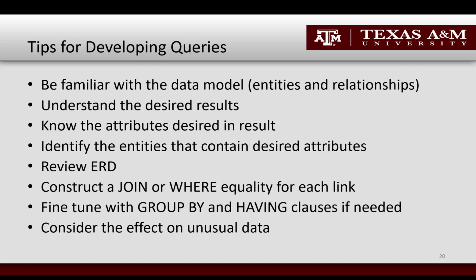You'll know how to identify the entities and the attributes from those various entities, review your entity relationship diagram, construct joins or wheres where necessary, fine-tune your result by using group bys or havings if necessary, and then think about whether you have unusual data that might cause exceptions to the rule or strange results, and perhaps figure out a way of filtering that information out.